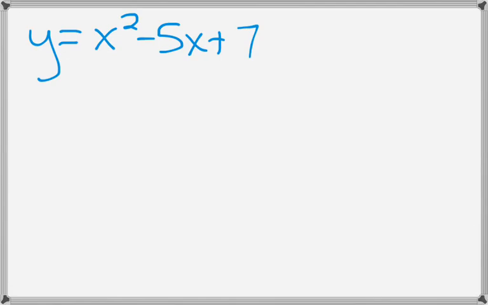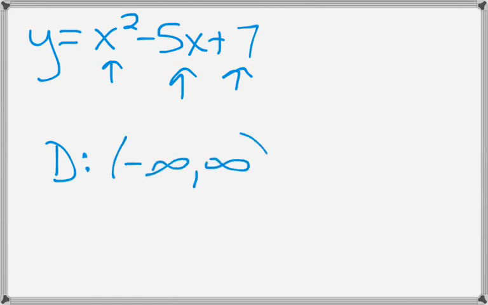So here, if we think about substituting a real number for x, we're going to square it. We're going to multiply it by -5. We're going to add those two results together, then we're going to add 7. Each of those operations is just going to produce a new real number, regardless of what real number we put in for x. So the domain of this function is all real numbers. So in interval notation, we would write that like this.